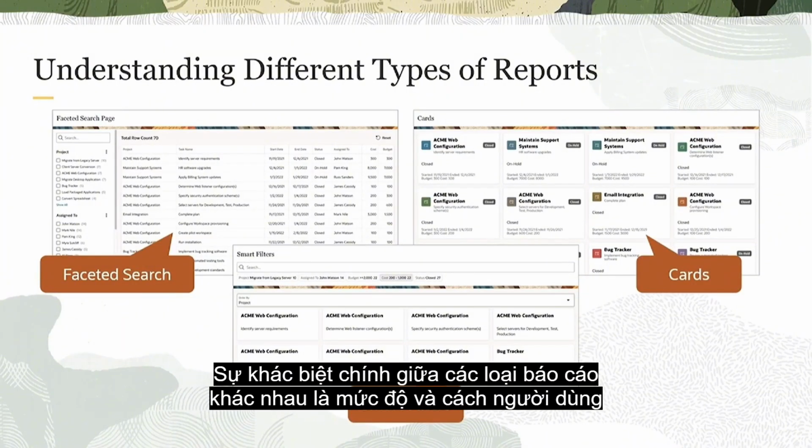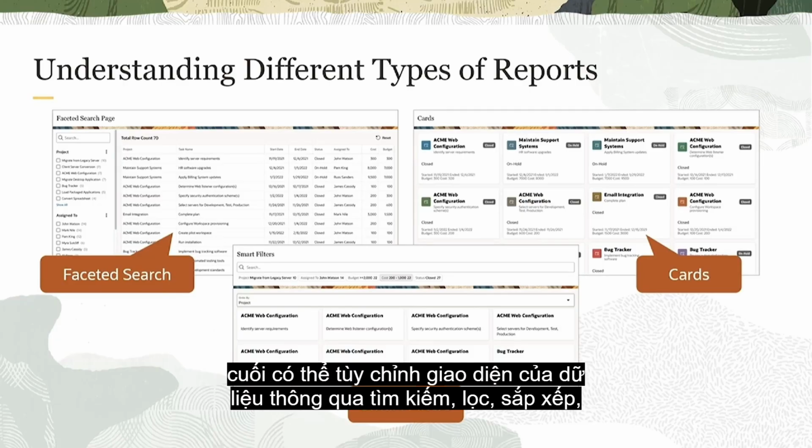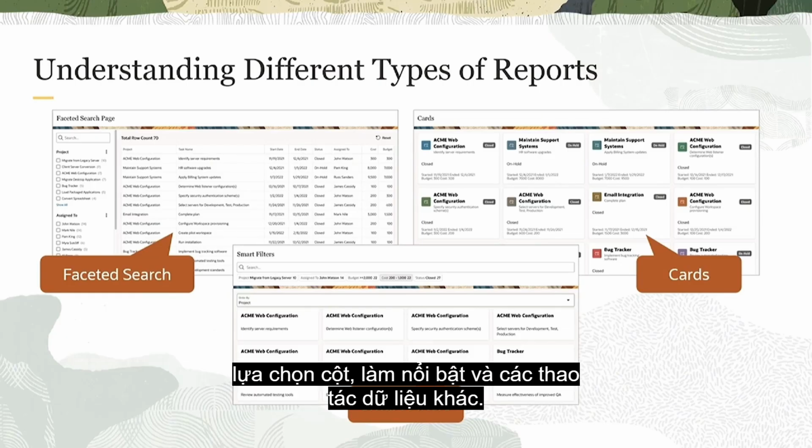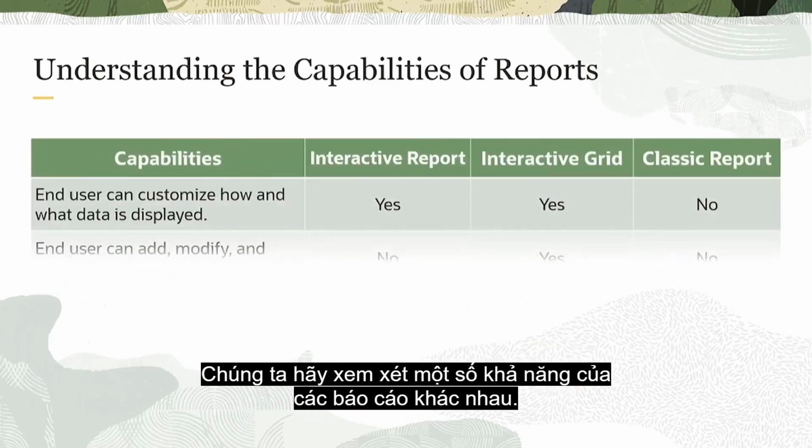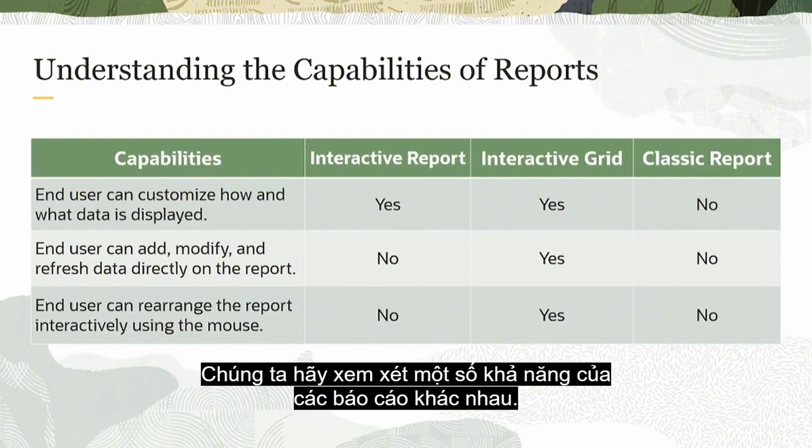The main difference between the different types of reports is the extent and the way in which end users can customize the appearance of data through searching, filtering, sorting, column selection, highlighting, and other data manipulations. You will learn more about each of these report types in the upcoming videos. Let us look at some of the capabilities of different reports.